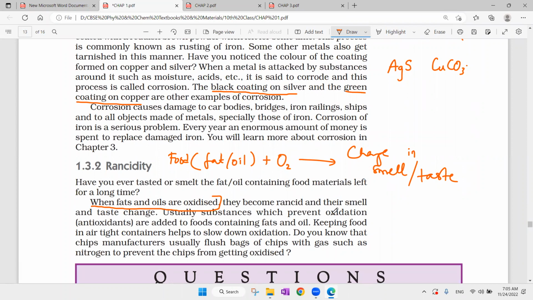So how to prevent them from becoming rancid and smelly? Pickling, you can add antioxidants, keeping food in airtight containers. You can flush bags of chips with nitrogen, using refrigerators. These all are examples of prevention of rancidity. So that is about chapter 1.